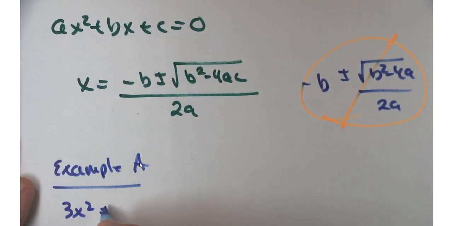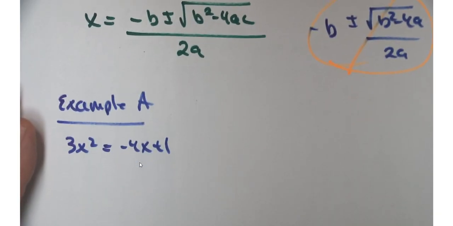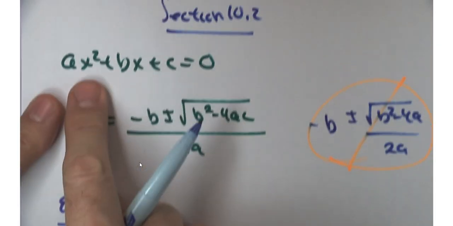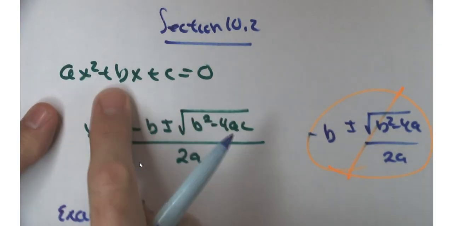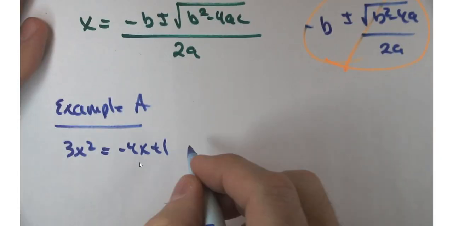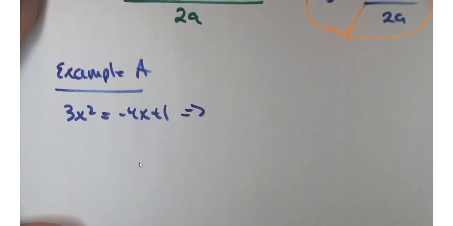Let's start out with example A. Three x squared equals negative 4x plus 1. So right now, when I look at this, I'm running into a problem because it's not in this form. You've got to get it so that you have 0 on one side and everything else on the other side.